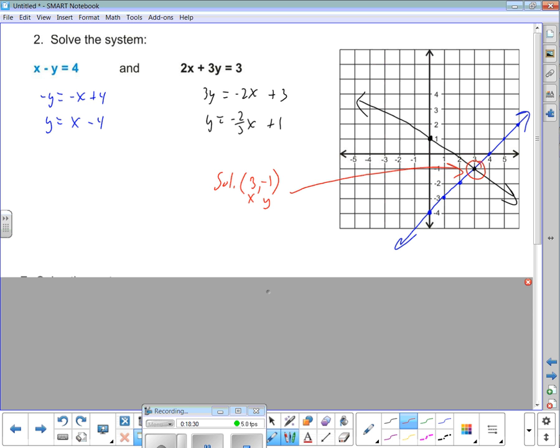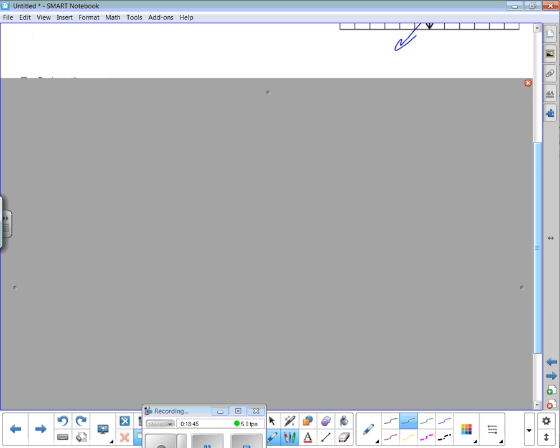Again, you can put (3, -1) into the blue equation. It will give you a true answer. You can put it in the black, and it'll be true when you're done. And that is the point that solves both of the lines. All right, one last one.